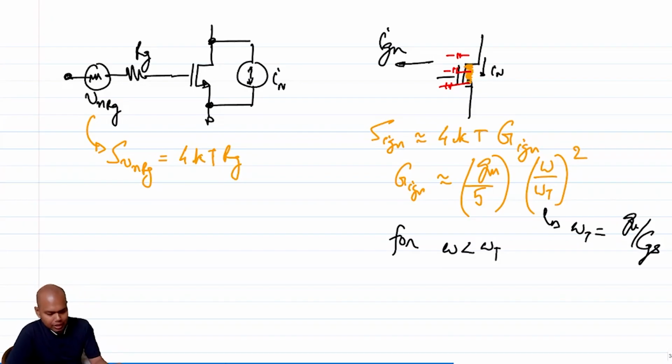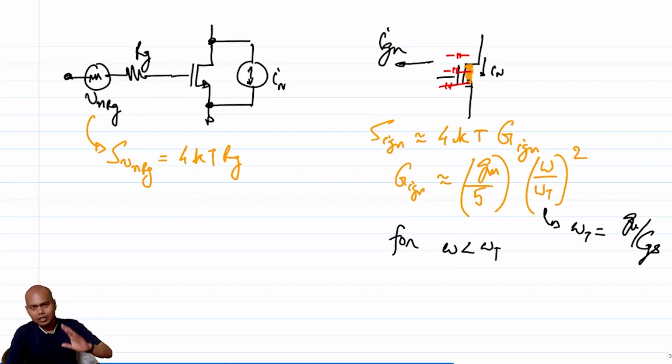Note that this IGN you cannot do anything about. It will be there. But the good thing is that if you are biasing your transistor in such a way that omega is much lesser than omega t, or rather omega t is much higher than the frequency of your interest, then the effect of this IGN will again be negligible. It can be made negligible by biasing your transistor for very high omega t or very high fT.